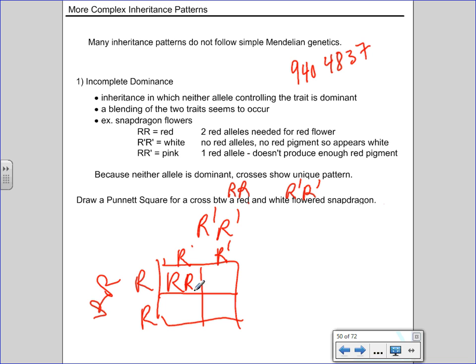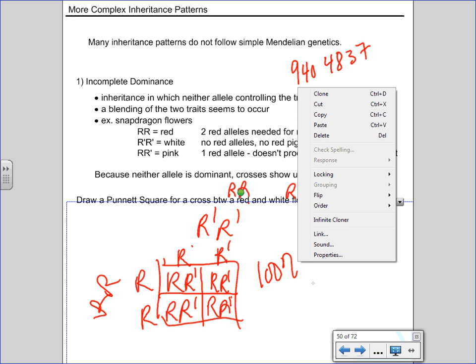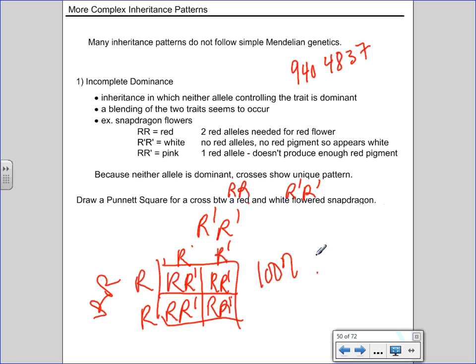All of the offspring would end up being what color? 100% would be R R prime. So that's the genotypic. This is phenotypic, so they'd all be pink.